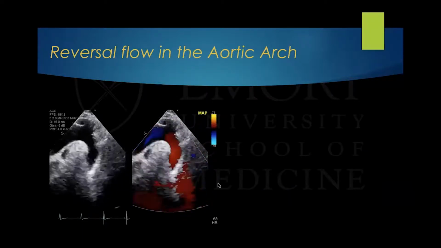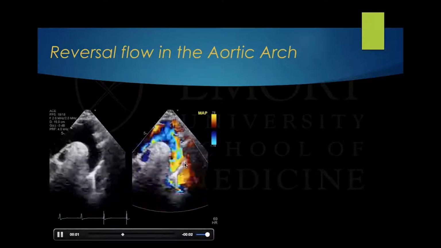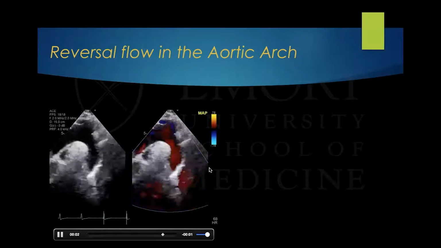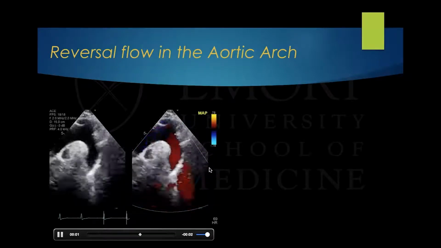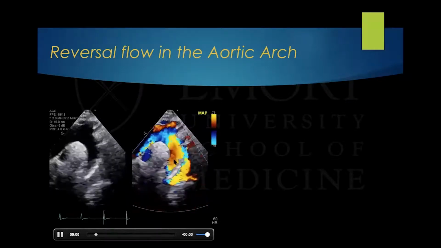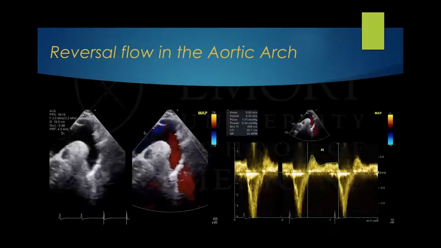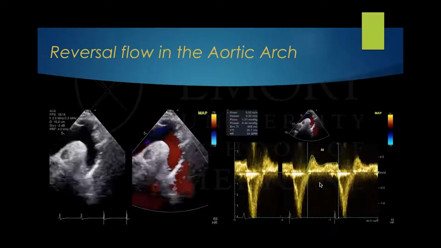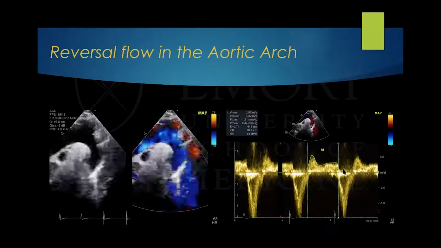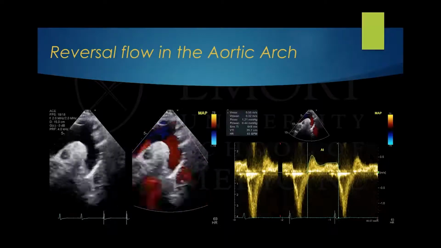So if you want to see the degree of AI, if there is any reversal flow within the aortic arch, then that suggests that the aortic insufficiency is severe. So you see this red flow in diastole here in the descending aorta. That is suggesting severe AI. When you put the Doppler on, you will appreciate this is the reversal flow. And if you do your VTI, in this case it was 20, that's consistent with severe aortic insufficiency.